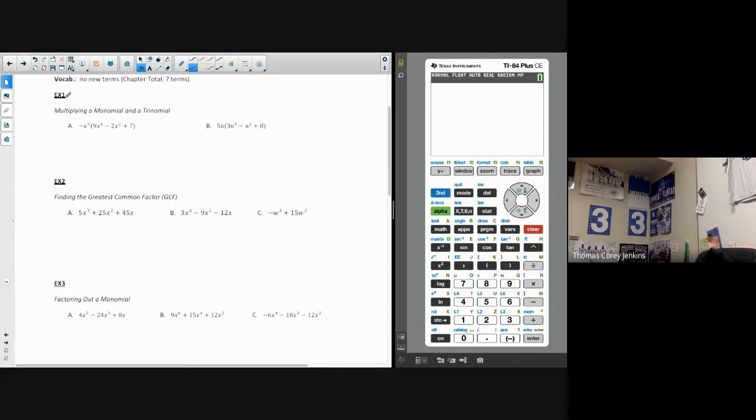So looking at example 1a, kind of reviewing some classifying here. Here we'd be taking a cubic monomial, negative x cubed, times a fourth degree, 1, 2, 3 trinomial, right? So we have monomial times trinomial.